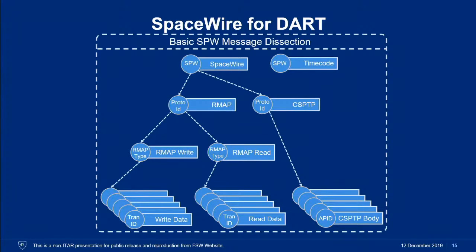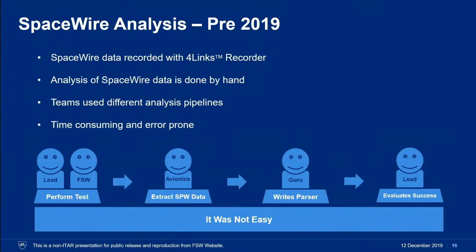So this has been a big overview, but now I want to get into how DART has analyzed Spacewire traffic, especially pre-2019. So what did our pipeline look like originally? I'm going to draw your attention to the graphic at the bottom, and I'll hit most of the bullets along the way. Like Andrew mentioned, you start with getting all of your leads, a test lead, a flight software person, an avionics person, any relevant hardware people into a room, and you conduct a test. Then we have these 4Links recorders. 4Links is a company in the UK that makes Spacewire recorders. All the data is saved on these, and you have to get someone from avionics to extract the data.